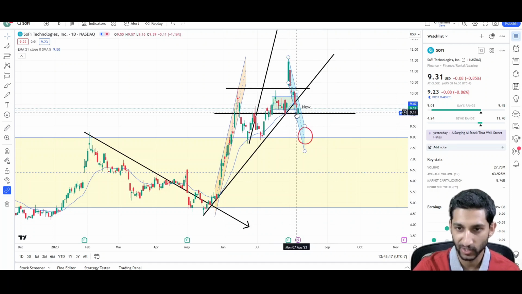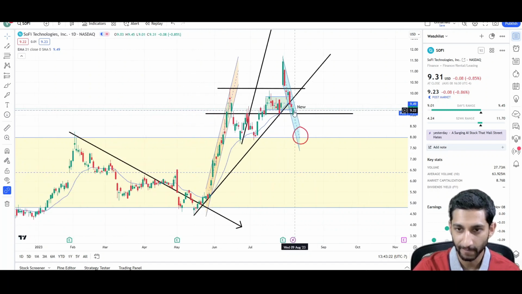So let's do a market structure update for SoFi Technologies. Last time I looked at this was last Friday. You can see that since last Friday, price has continued to drop down to the $9 level where we saw a bounce.